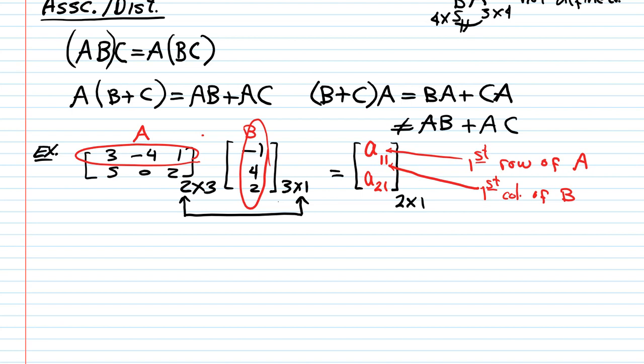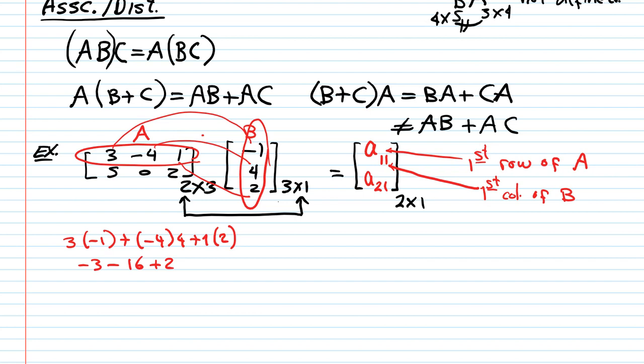So how is this going to work? Well, remember, we multiply each corresponding element together. That's how it's going to go. That means I'm going to do 3 times negative 1, and then we're going to add to that negative 4 times 4, add to that 1 times 2. Makes negative 3, negative 16, plus 2. And the sum here is going to be negative 17. Right?